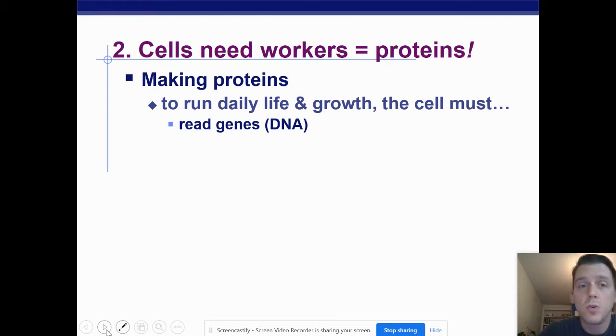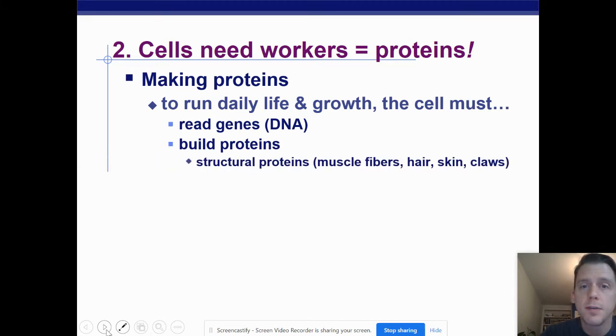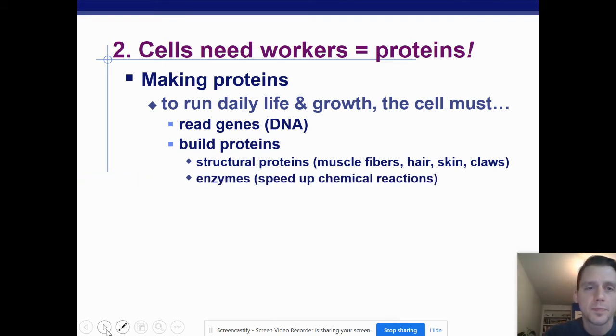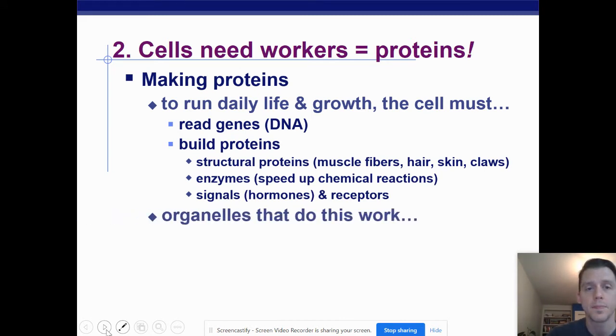In order to make proteins for our cells to do everything they need to do, we first have to read DNA. Then we have to build the proteins. Some proteins are structural, like our muscles are made of proteins, our hair and our skin. If you're an animal with claws, that's made of protein. Proteins are also enzymes. Enzymes speed up chemical reactions. They're very important. Proteins are also signals, so they help our cells communicate.